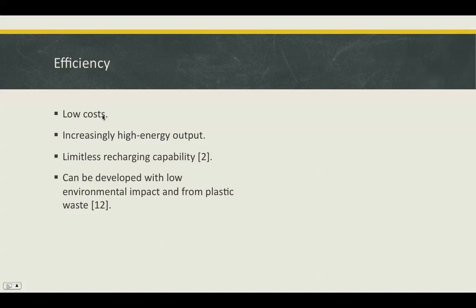The increasingly low costs of building carbon nanotube supercapacitors, added with their high energy output, limitless recharging capabilities, when developed with low environmental impact practices and from plastic bag waste, proves to be highly beneficial in providing large volume, high strength energy while helping to clean up our environment.